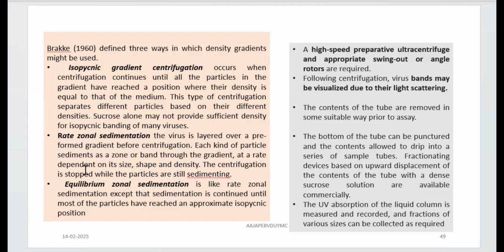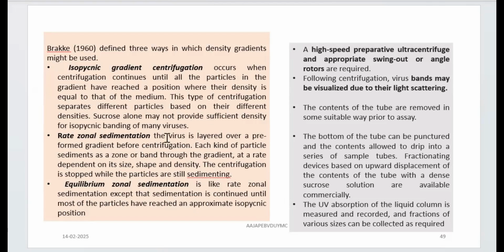And the centrifugation is stopped while the particles are still sedimenting. So there are two basic minor differences. We will talk about it in the next slide. But yes, an equilibrium zonal sedimentation is like rate zonal sedimentation only, except that sedimentation is continued until most of the particles have reached an approximate isopycnic position.